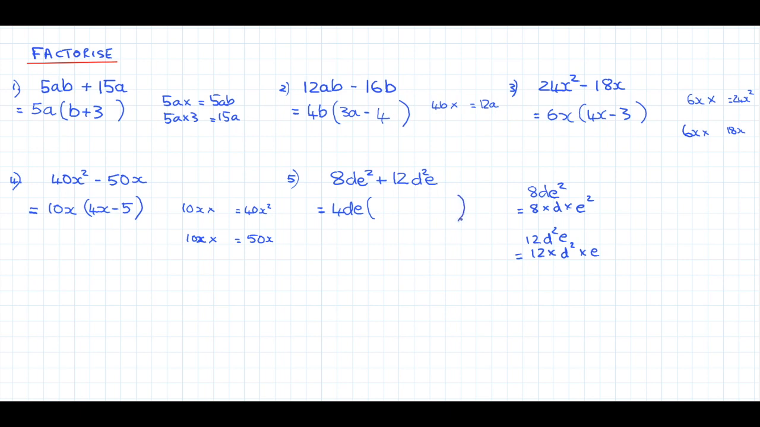Now we have to decide what goes inside the bracket. 4 times what gives me 8? It would be 2. And I have d there. E times e gives me e squared, so 2e. 4 times what gives me 12? That would be 3. And I have e. I don't have d squared, so that's going to have to be 3d. And you would check that. Let's multiply out the bracket. 8d e squared. And this would be 12d squared e. So that's us finished. Okay, thank you.